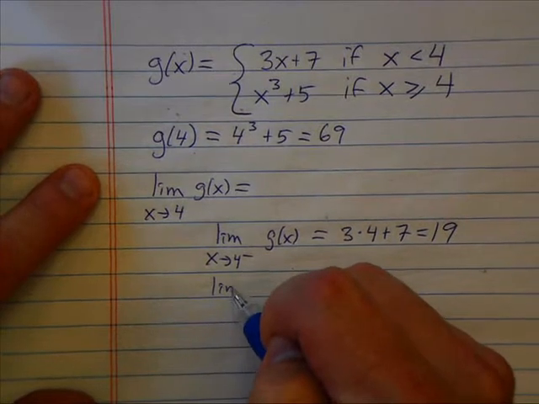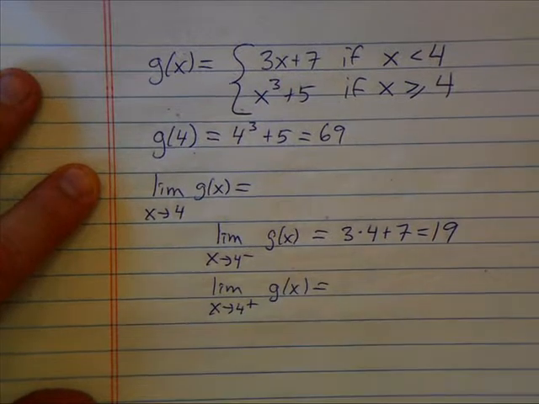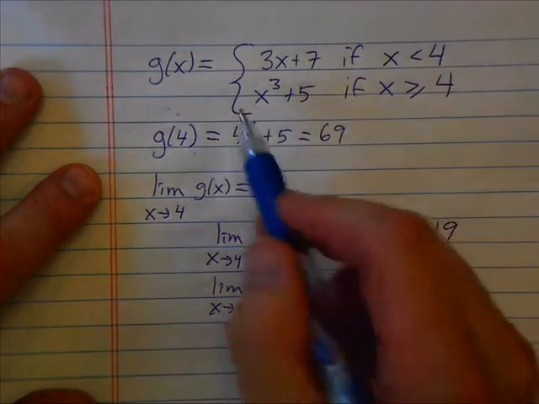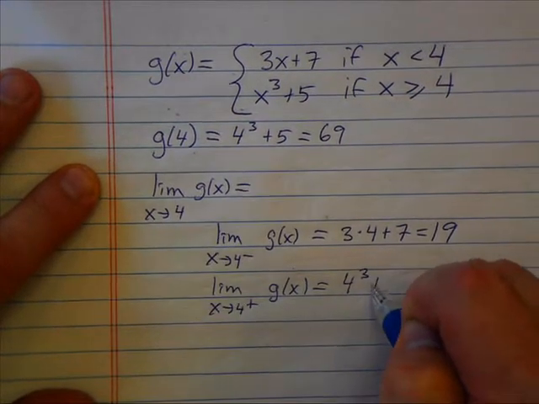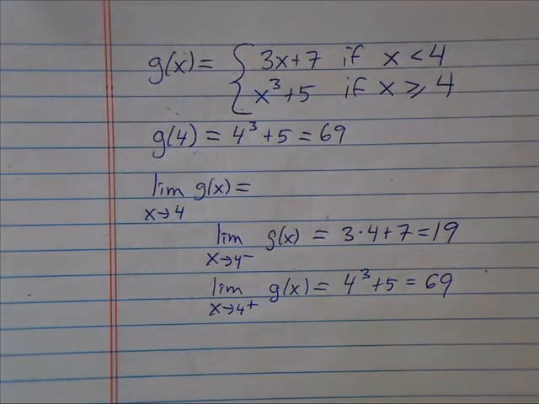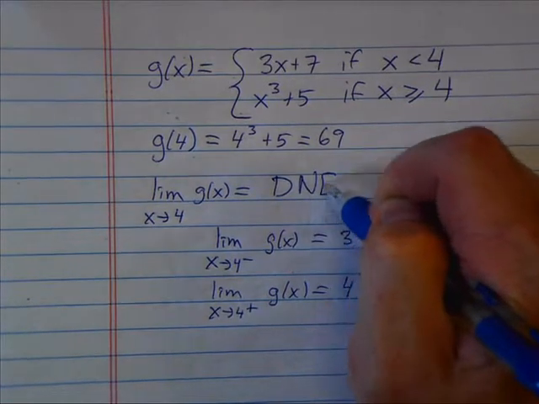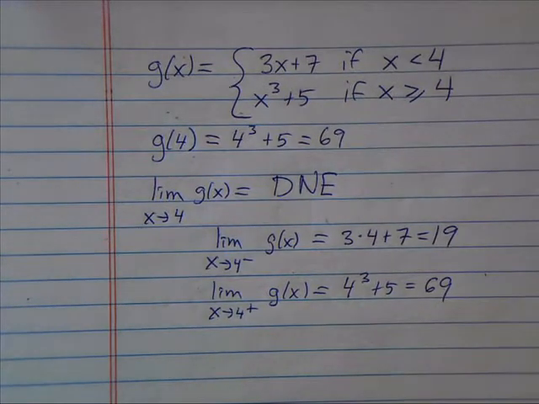Conversely, limit as x goes to 4 from the right of g of x is 69, because now I use this rule, x cubed plus 5. So this would be 4 cubed plus 5, which is 69. So what would you say about the limit as x goes to 4 of g of x? Once again, it does not exist. The left and the right did not come out to be the same. It doesn't exist. The only time it does exist is when the left and the right do come out to be the same. Questions on that?